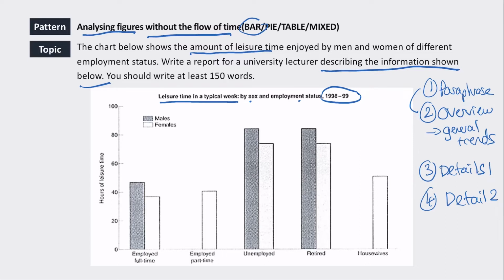So hours of leisure time going up here: 20 hours per week, 40 hours a week, 60 hours a week and more. We've got men in the dark bars and females in the lighter bars. You can see every category has some females, but only 3 categories have men. We've got employed full-time, employed part-time, just women, because apparently men don't have part-time jobs. And then no students. Students are part-time. I mean, okay, sure, only ladies have part-time jobs. Unemployed, retired, and then housewives, only women.